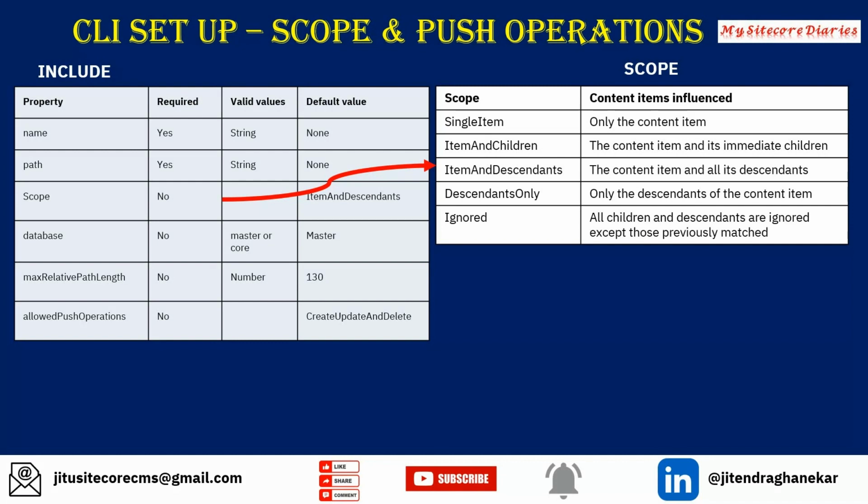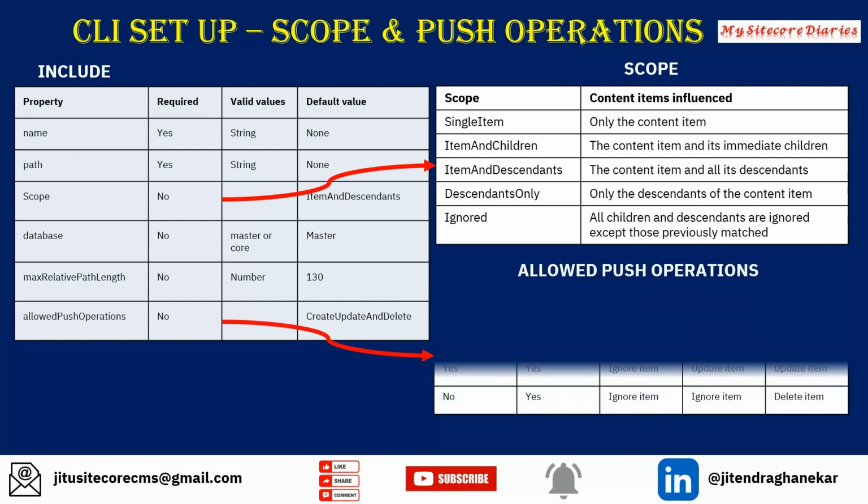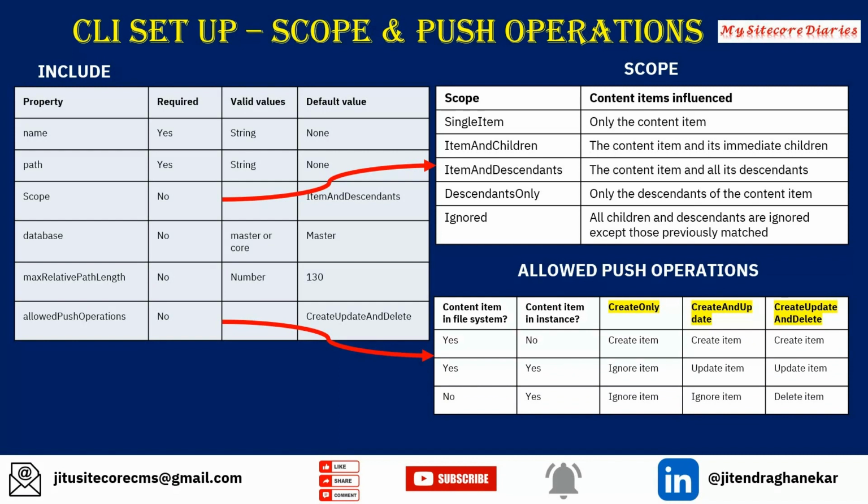Then you have descendant only, so it will only generate a descendant only. Ignore: all children and descendants are ignored except those previously matched. Okay. Then there is the allowed push operation. Now what is it? See, there are two things in the serialization.